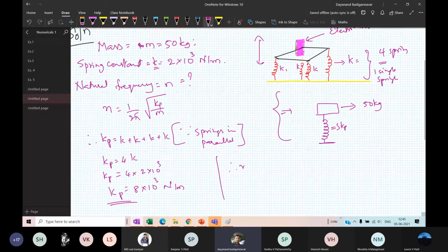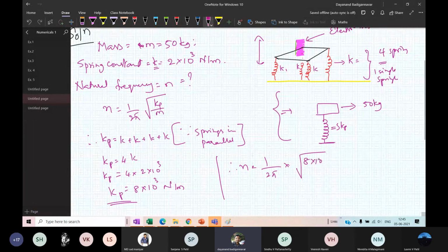Therefore, N I have to write. It is 1 divided by 2 pi into root of Kp, where Kp is 8 into 10 to the power of 3, divided by mass. Mass is how much? 50 kg. You calculate it and tell me the answer.